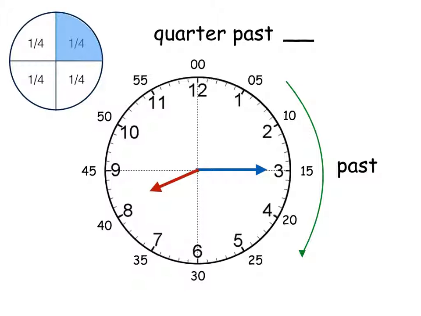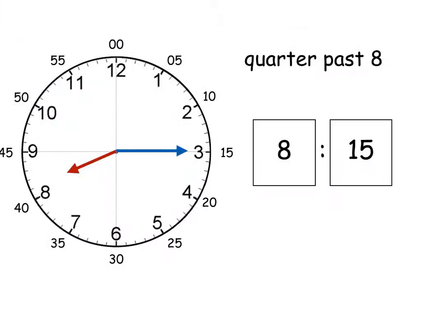Draw on the board a clock and divide it into 4. Starting at the 12 and moving clockwise, ask your learners to tell you to stop when you get to 1 quarter. They should tell you to stop at the 3. This is called quarter past because it is 1 quarter of an hour after the o'clock. The short hand will go slightly after the hour number.